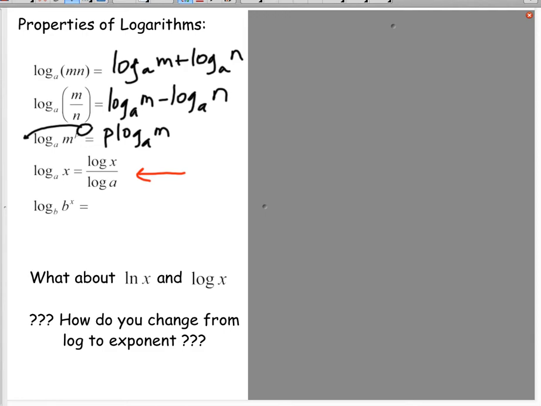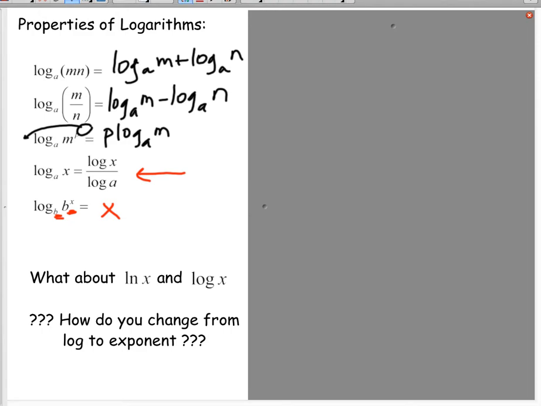And then the last one, these two bases are the same. See how the two b's are the same? So this becomes just x. When these two bases are the same, and I can prove this to you too, so that if you don't understand why, and remember this from pre-calc or whenever you learned it, they cancel each other and it's just x.